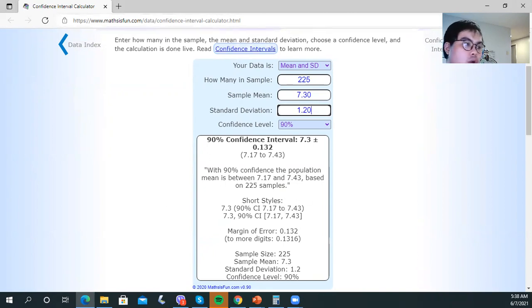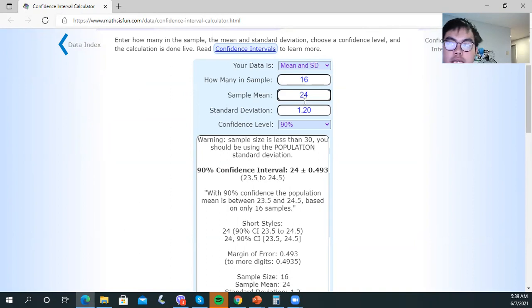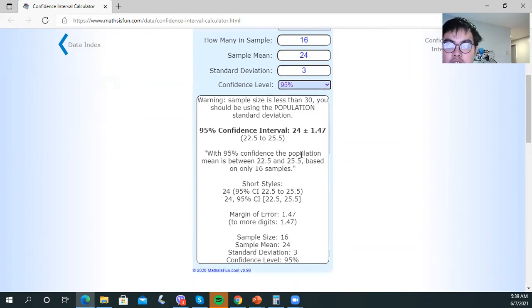How about for, let's say, the sample size is less than 30. I guess we can use this. How many in sample, let's say 16. Then the sample mean is 24, the standard deviation is 33, and the confidence level is 9. So here, the margin of error is 1.47, but this is rounded off, so that's why the value is different.